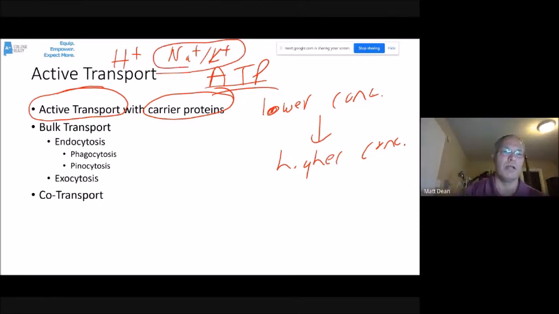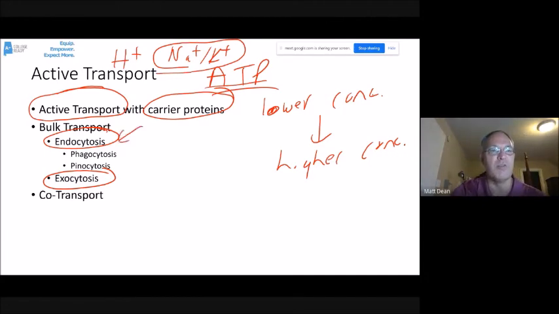Bulk transport is another type of active transport which requires the movement of large substances or large amounts of a substance. And there's really two types of bulk transport that we talk about in bio: endocytosis and exocytosis.